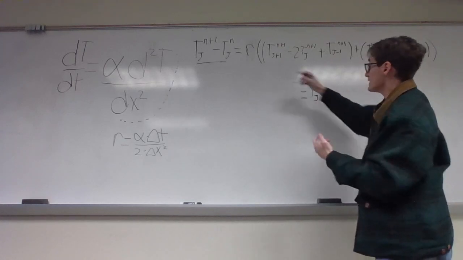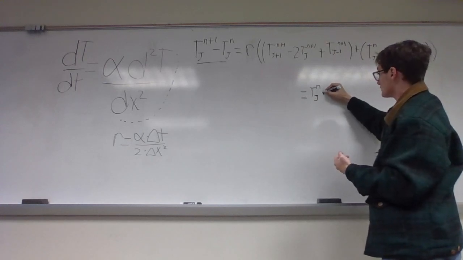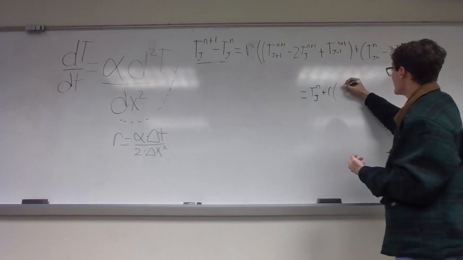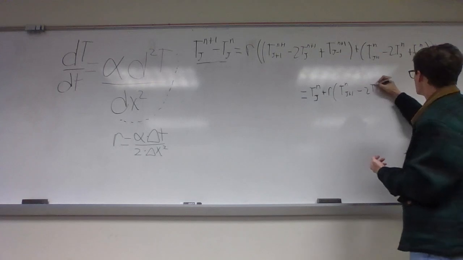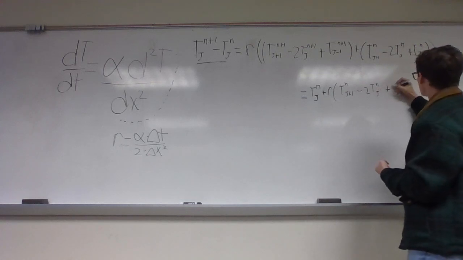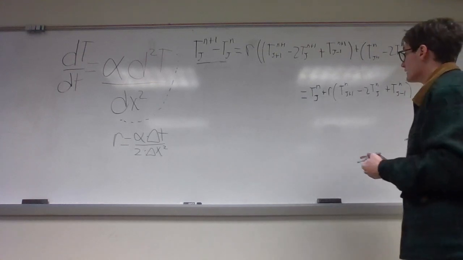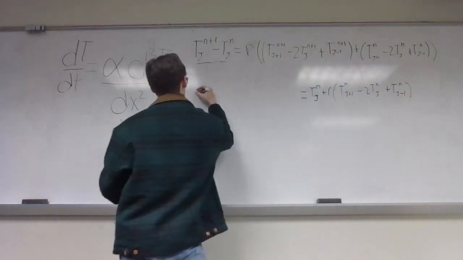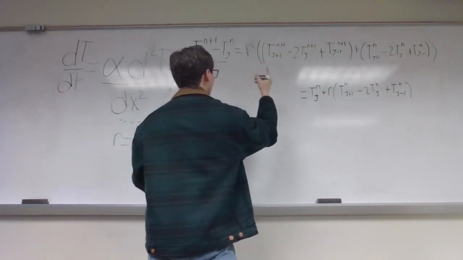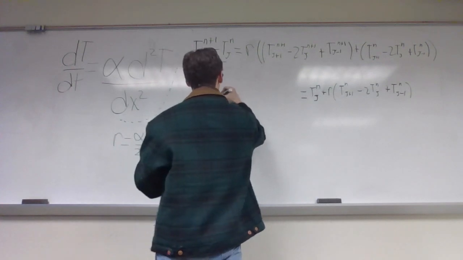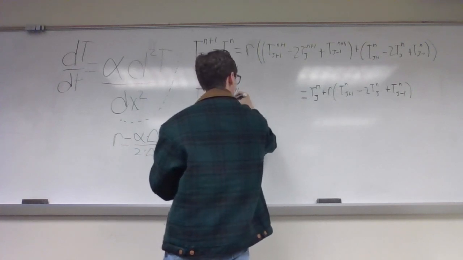So T_j^n, as we pull that over, let's see, plus r times (T_{j+1}^n - 2T_j^n + T_{j-1}^n). And then on the other side, we are going to have our illustrious T_j^{n+1}, and we're going to subtract it. So minus r, and we have T_{j+1}^{n+1}.